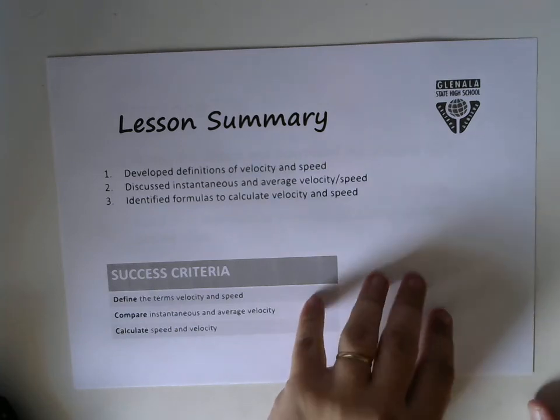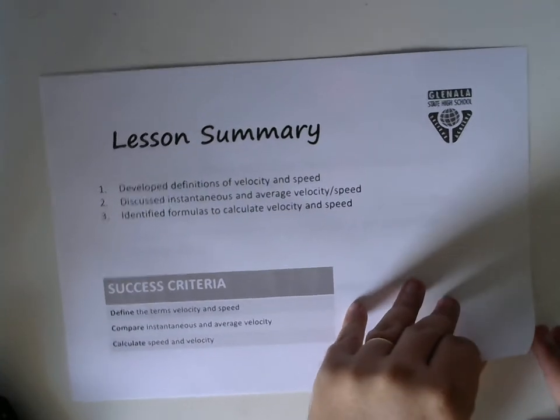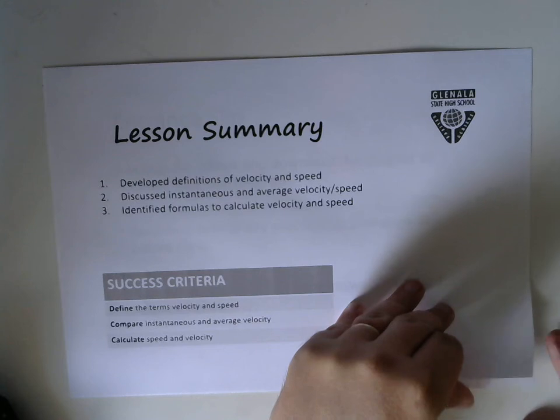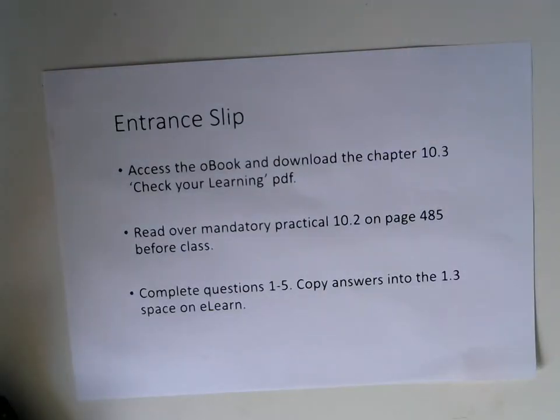Okay. For your entrance slip to class, you've got a little bit more work to do. I need you to complete questions 1 to 5 in the chapter 10.3 Check Your Learning PDF. Remember, you can download it from your O-book, or you can just access the textbook itself. Copy your answers for questions 1 to 5 into the 1.3 space on eLearn.